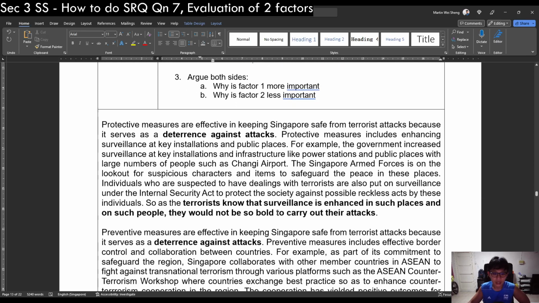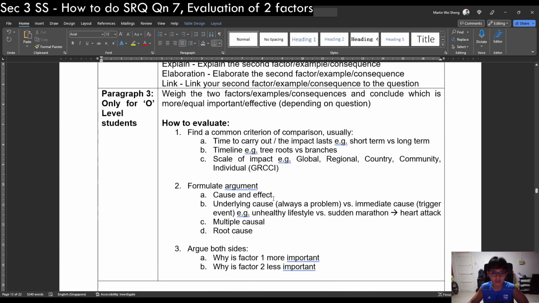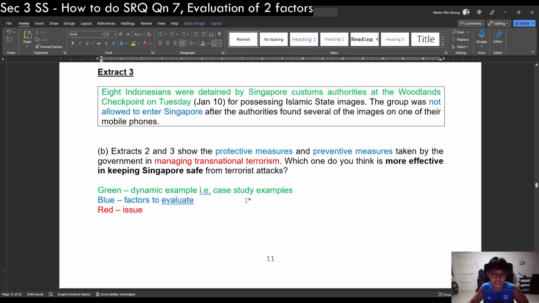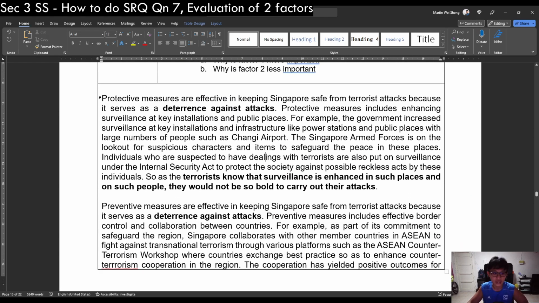All right, so over here, we will look at one example before I leave you to do your own practice. So this is back to the question that was given previously, on how the protective measures and preventive measures are effective in managing transnational terrorism. For the first paragraph, you write protective measures, your factor 1. So protective measures are effective in keeping Singapore safe from terrorist attack because they serve as a deterrence against the attack. So this is your point, the P of the PEEL paragraph.